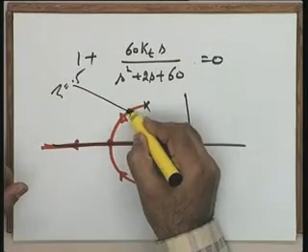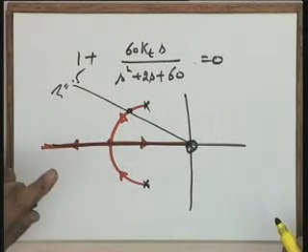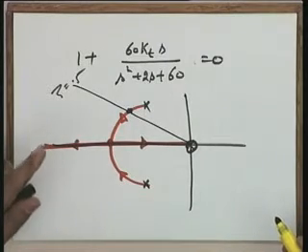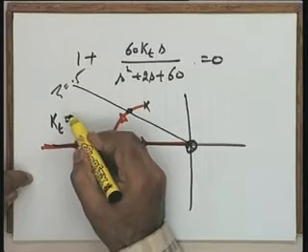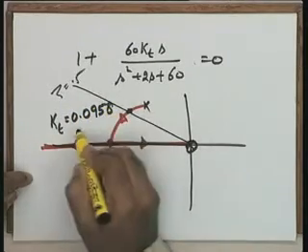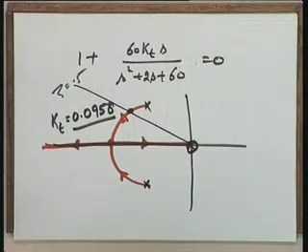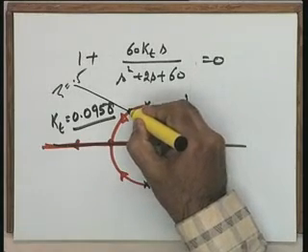Now, the corresponding value of K can be calculated. From that K, Kt can be calculated. Kt is equal to K by 60. The result is Kt is equal to 0.0958. For those who may try this example, I am giving this result, otherwise the procedure is good enough. 0.0958 is the value of Kt at this particular point.